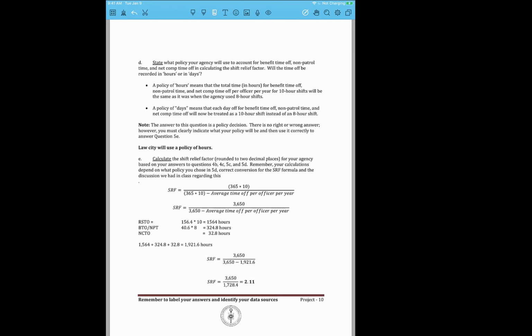That means for the 10-hour shift length, my shift relief factor went from a 1.79 with an 8-hour shift length all the way up to a 2.11. So it now takes over 2 officers for every 1 officer in the department. As your shift length increases, so does your shift relief factor. That doesn't necessarily mean it impacts your staff size.